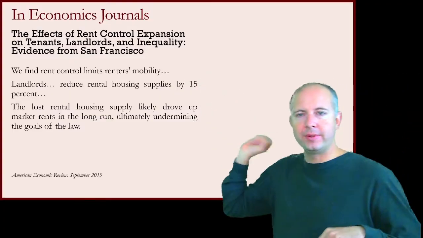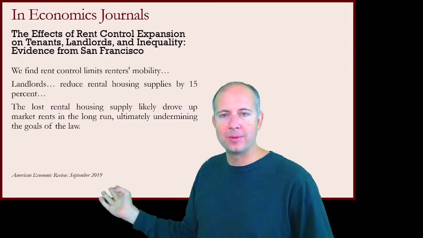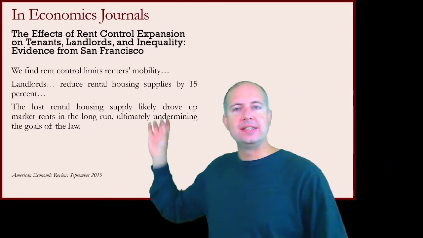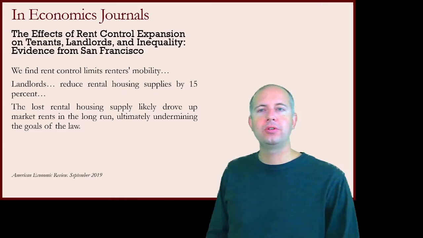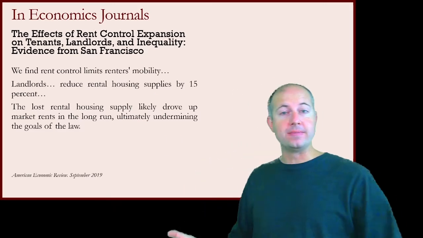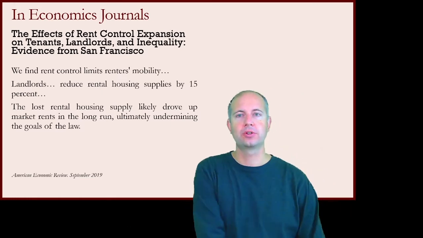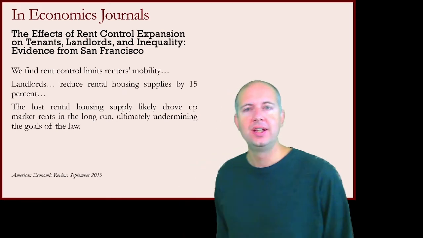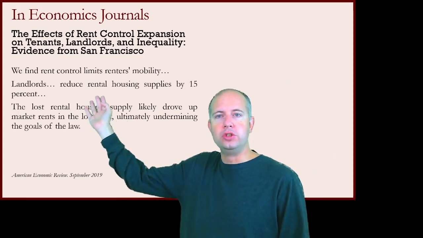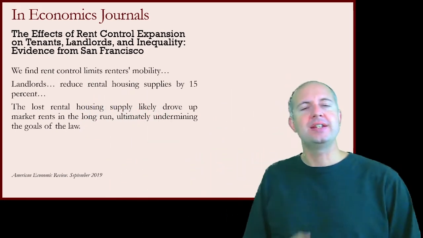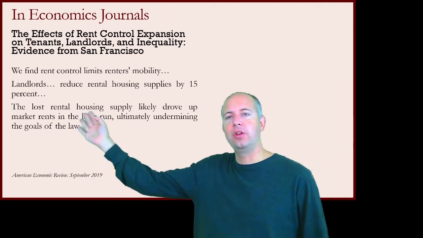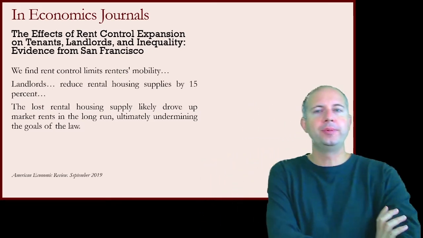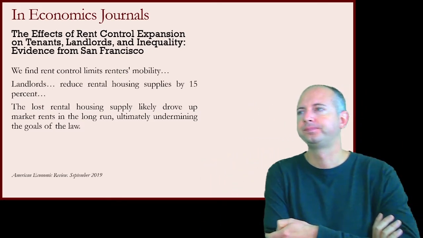This is an article that was in a prestigious economics journal in 2019. They looked at the effects of a San Francisco law on rent control. San Francisco is another place with housing shortages and very strict rent control. They find rent control limits renters' mobility, as we expected. They find that landlords reduce rental housing supplies by 15%, as we expected. And they say the lost rental housing supply likely drove up market rents in the long run, ultimately undermining the goals of the law.